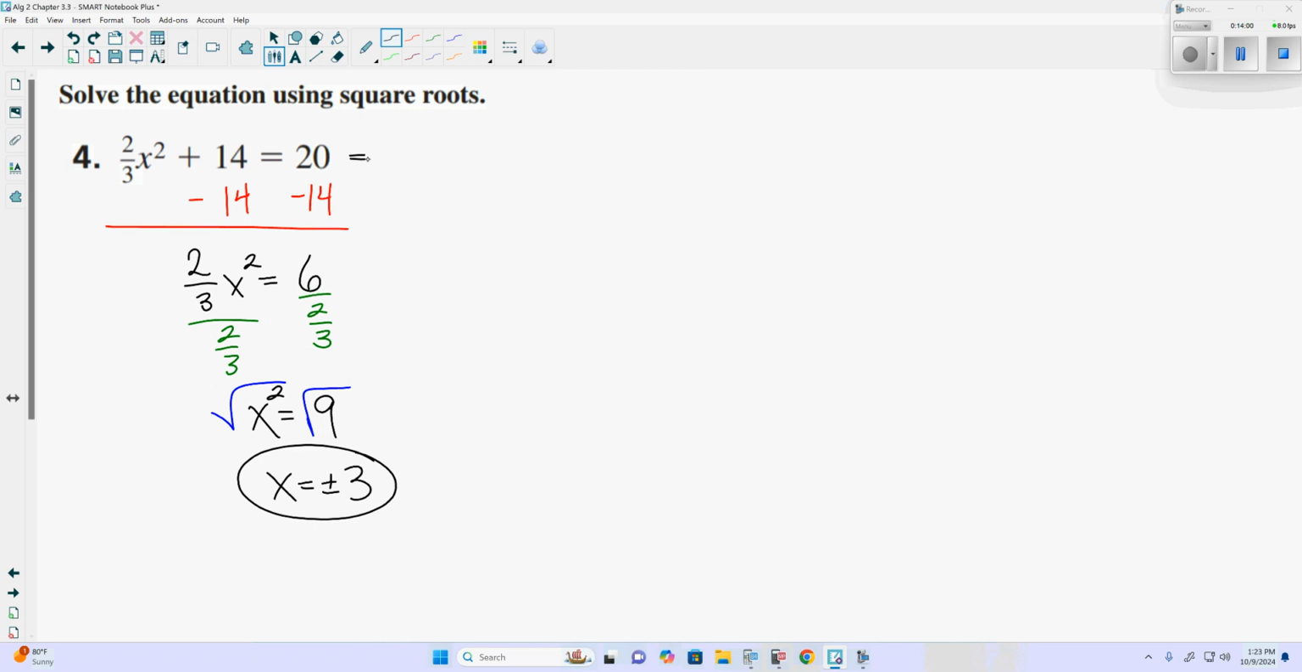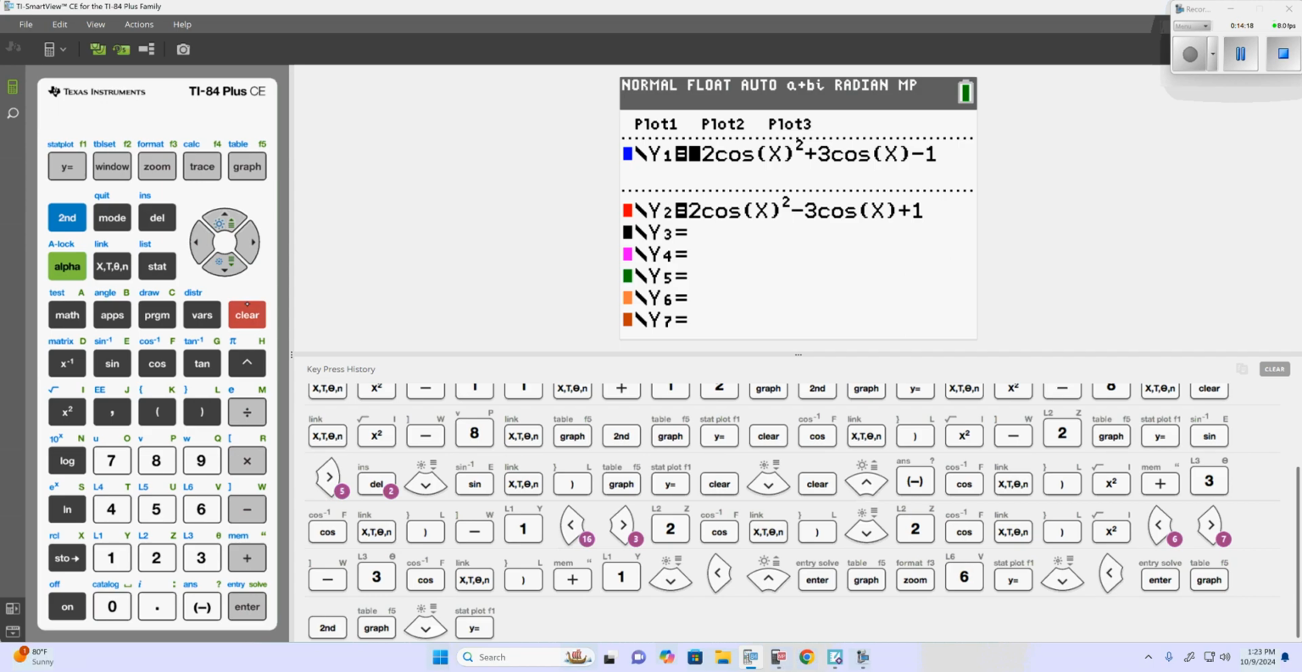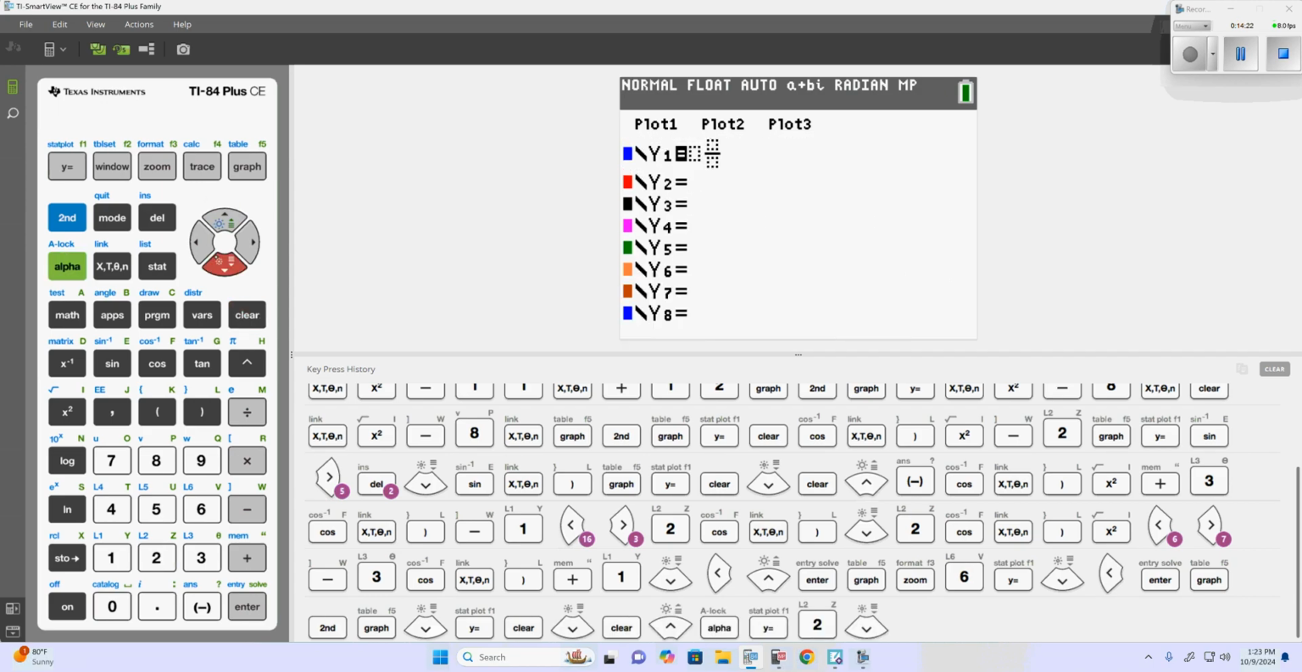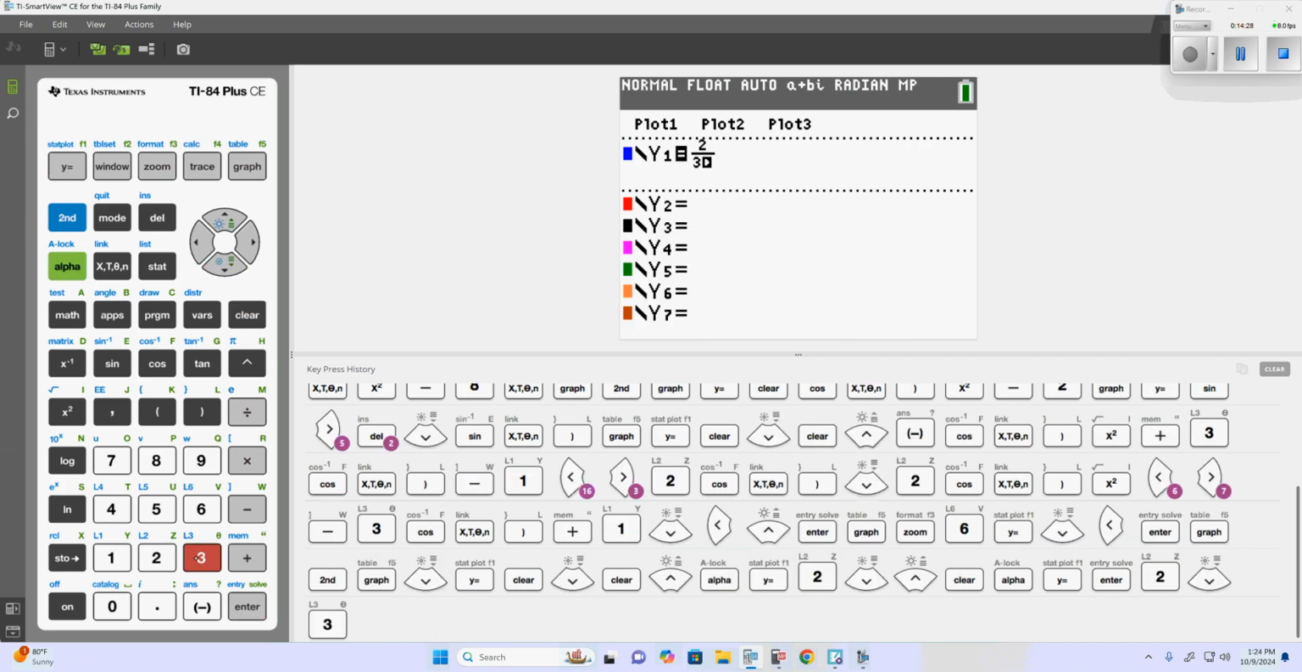So if I wanted to try graphing it, I would have to subtract the 20 from both sides. I need to get it equal to 0. We feel comfortable with that step? Because I kind of skipped a step, but we did. I get here. Not what I wanted. 2/3.